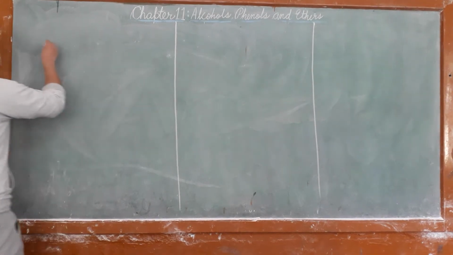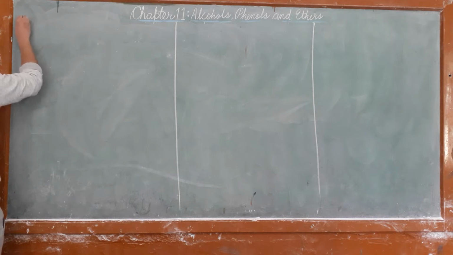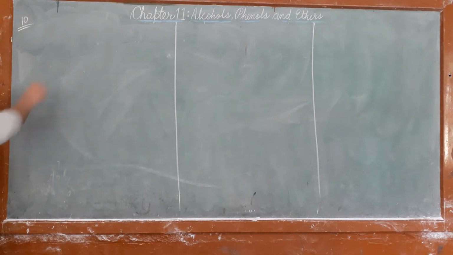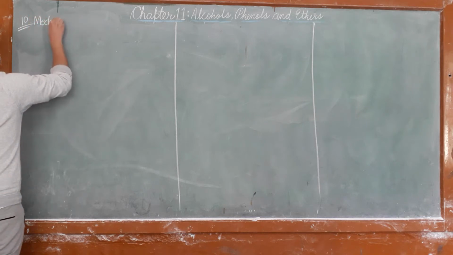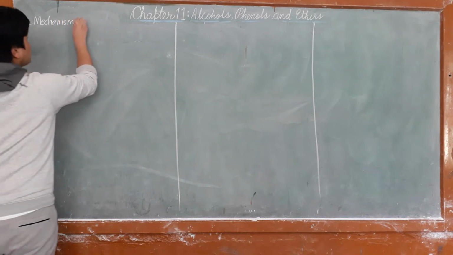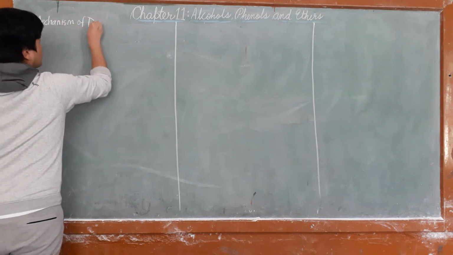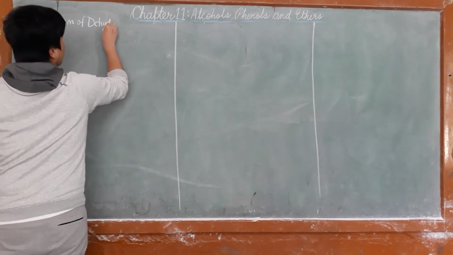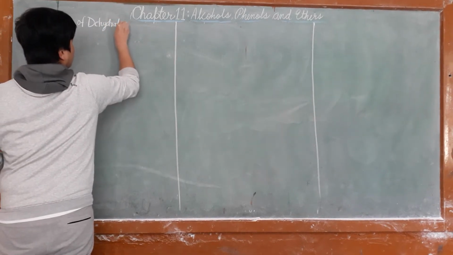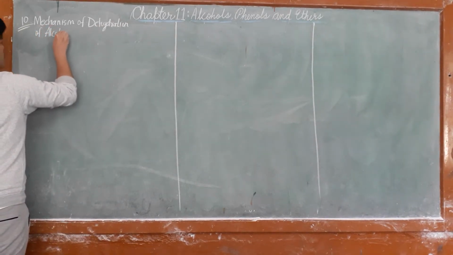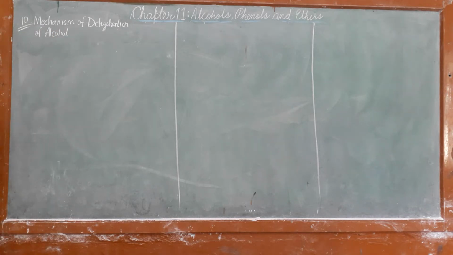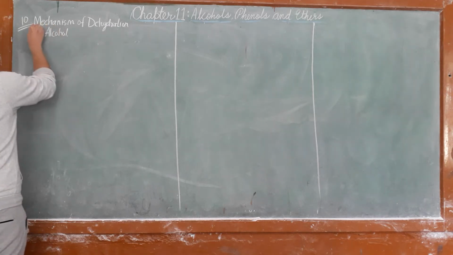So today we're going to learn the 10th topic of this chapter: the mechanism of dehydration of alcohol.